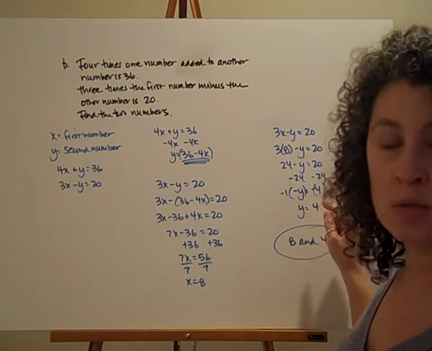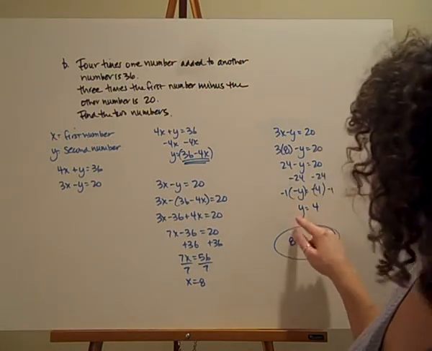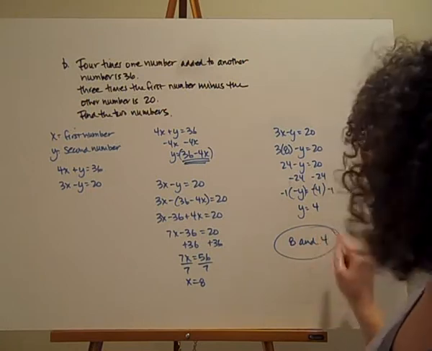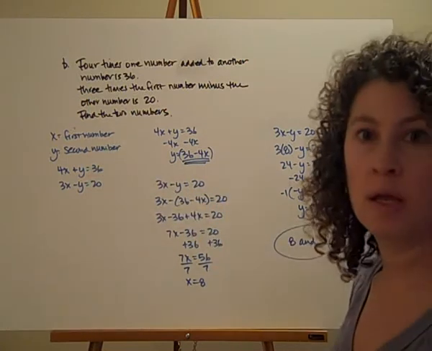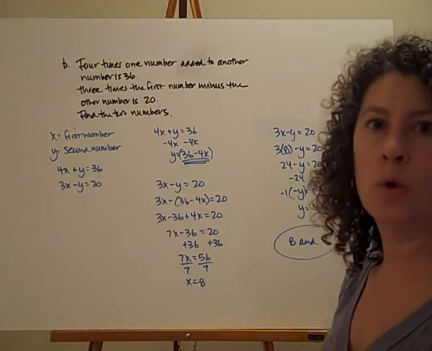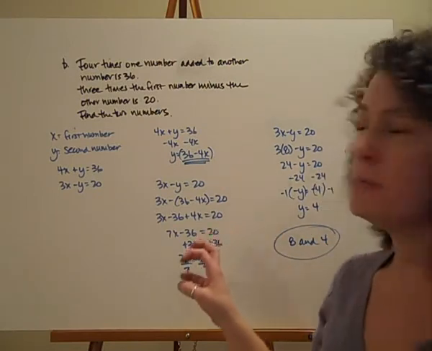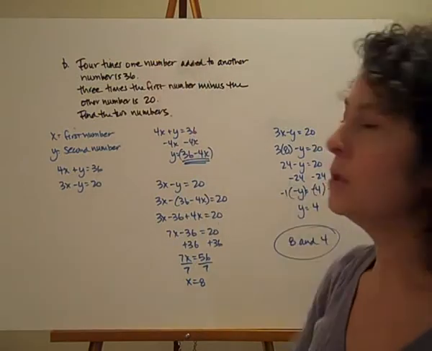I don't want negative y, so I'm going to multiply both sides by negative 1. That leaves me with y equals 4. So my two numbers are 8 and 4. And again, I can go back into my equations and check those, and those should work out just fine. So using the same steps of substituting, but again, looking at a word problem.